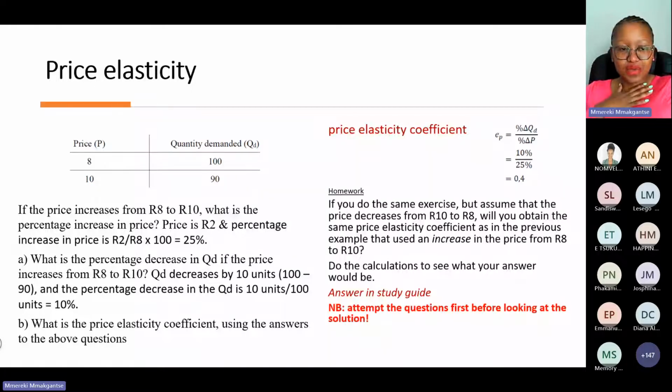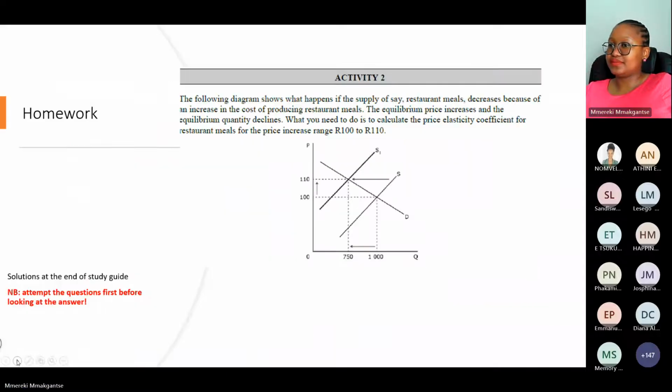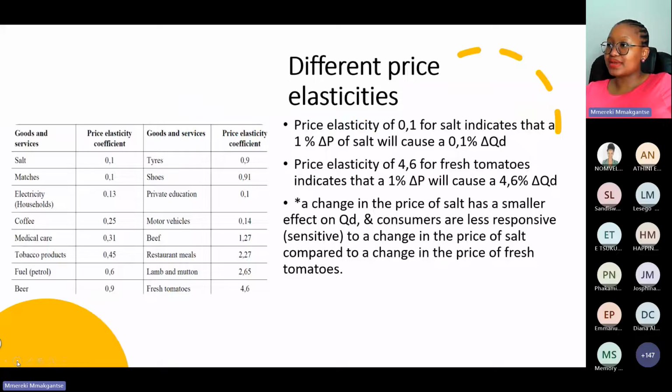But I am begging you, please attempt the thing, attempt it continuously first before looking at the solution, and go do your homework, okay? Yeah. All right. And this is another homework as well, activity 2. Remember, I said we are running out of time. So I'm loving you guys because I'm leaving you with a lot of homework to ensure that you understand.